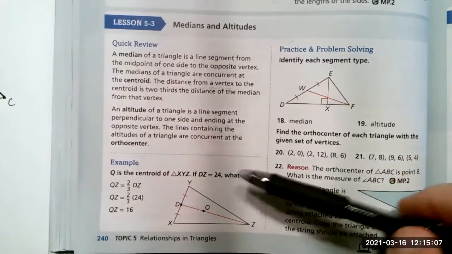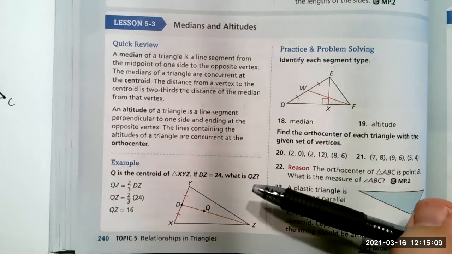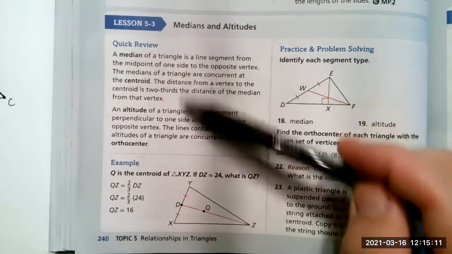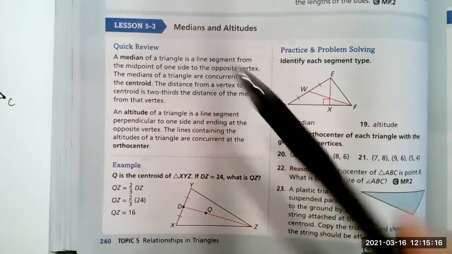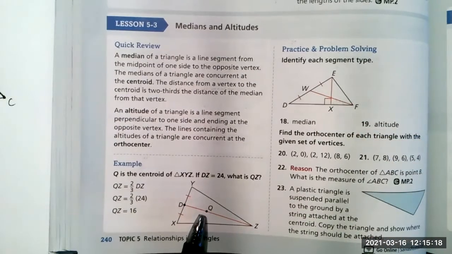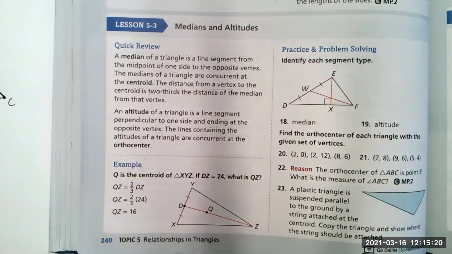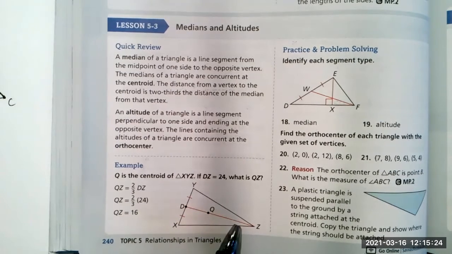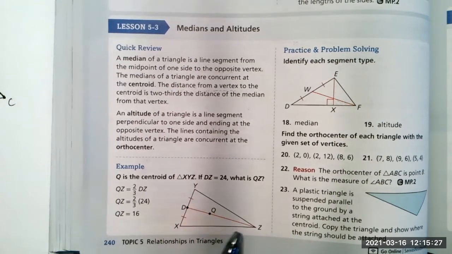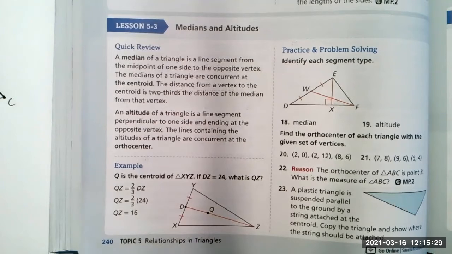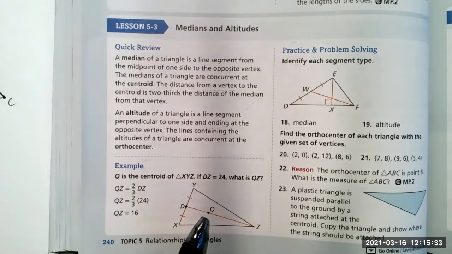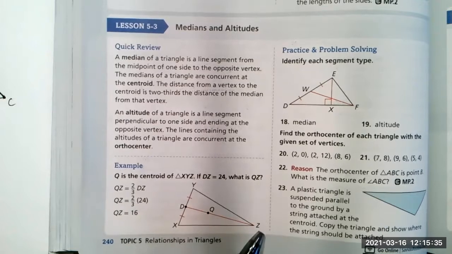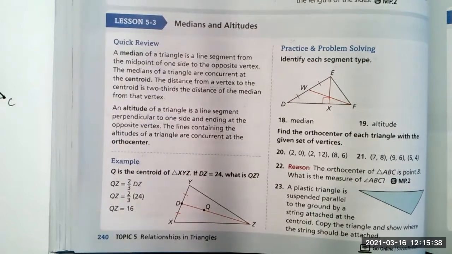So the example, Q is the centroid, right? So again, feel free to go back up here and look at these vocabs. Centroid and median go hand in hand. Q is the centroid of XYZ. If DZ, so the entire length there, is 24, what is QZ? Now remember, the distance from the angle to that centroid, that's 2/3 of the total distance, okay?